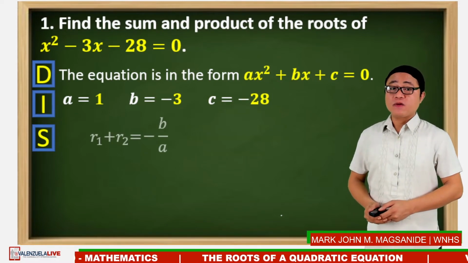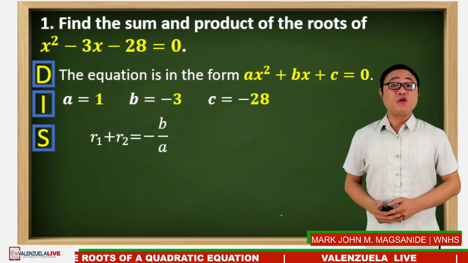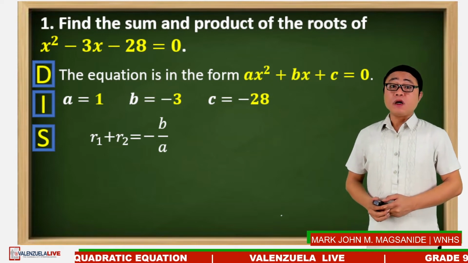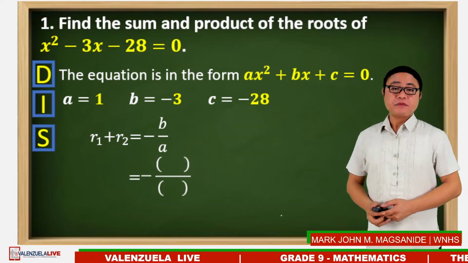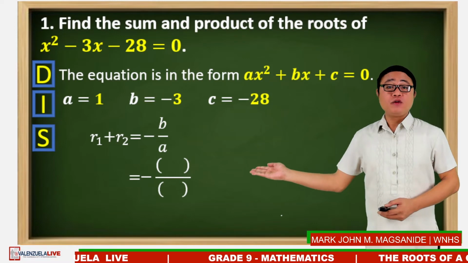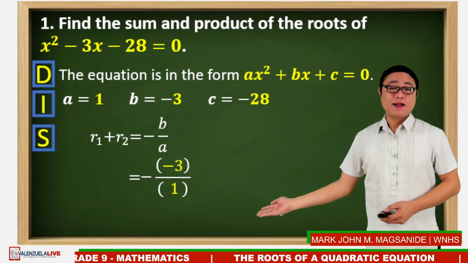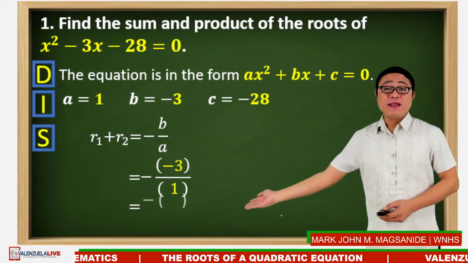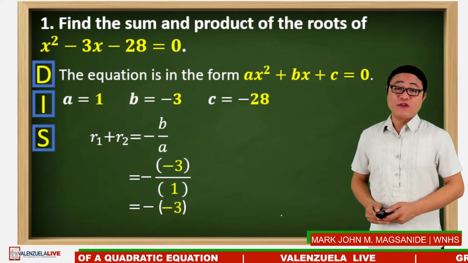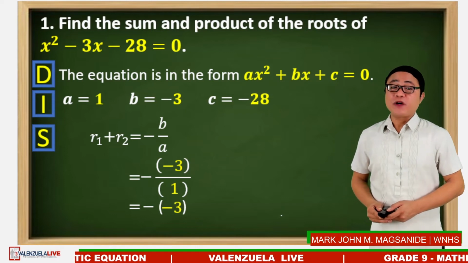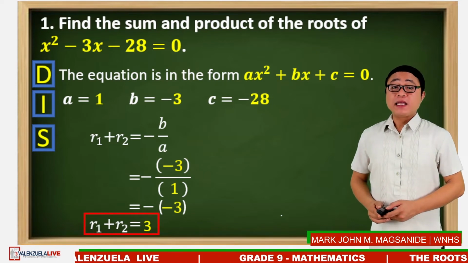Last step, solve for the sum and product of the roots. Let us begin with the sum of the roots. By using the formula r sub 1 plus r sub 2 is equal to the negative of the fraction b over a, fill in the value of b and a. We have b is equal to negative 3 and a is equal to 1. Then divide negative 3 by 1. The quotient is negative 3. And then simplifying further, negative times negative 3, the product is positive 3. Therefore, the sum of the roots is equal to 3.